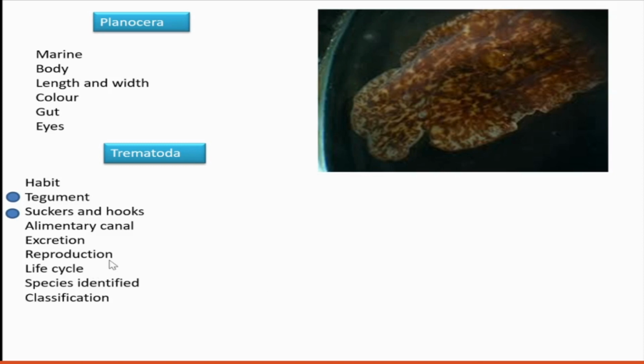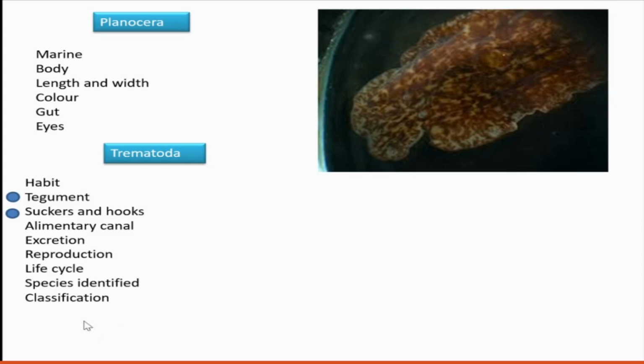Then reproduction. Reproduction is usually sexual, and most of the organisms are hermaphrodite. Regarding the life cycle, it is very complex with larval stages. Many larval stages are present, and they parasitize one or more host species. 12,000 species have been described and identified so far under this class.